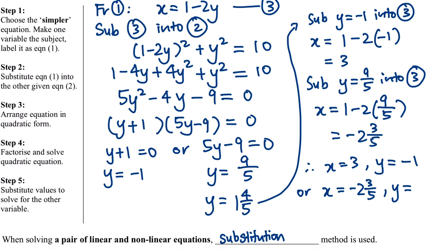Correspondingly, y equals 9 over 5, or in this case, we would just leave both the value of x and y as mixed numbers, just to be consistent. So if you put your value of x as negative 2 and 3 over 5, for consistency, your value of y, just leave it as a mixed number as well.